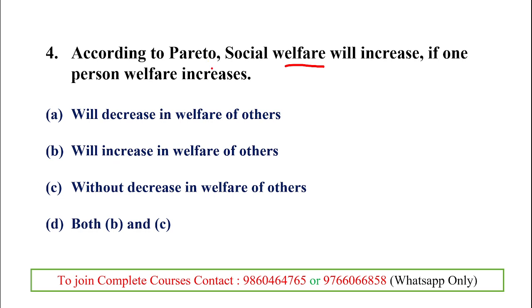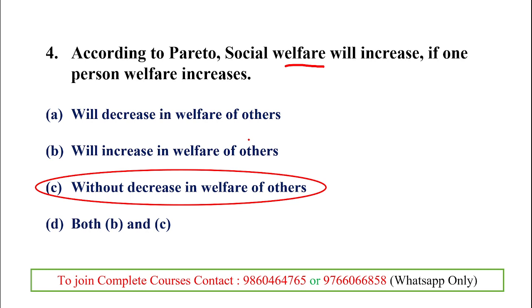Pareto optimality is a situation where one person's welfare becomes better off without making the other person worse off. So here the answer is without decreasing welfare of others. So Vilfredo Pareto invented Pareto optimality. And one more concept, that is Pareto efficiency. That is the point in an economic state where the resources cannot be reallocated to make one individual better off without making at least one individual worse off. So at that point, everyone is better off without anyone being worse off.